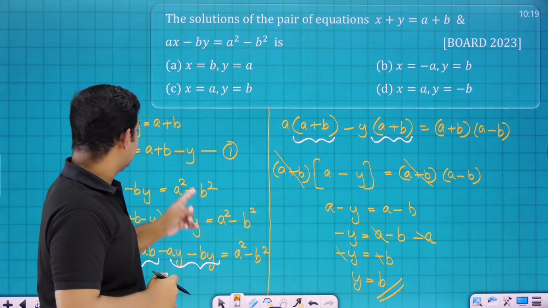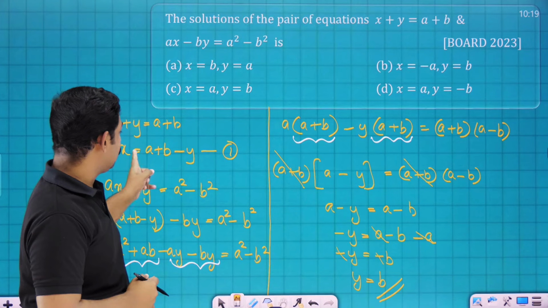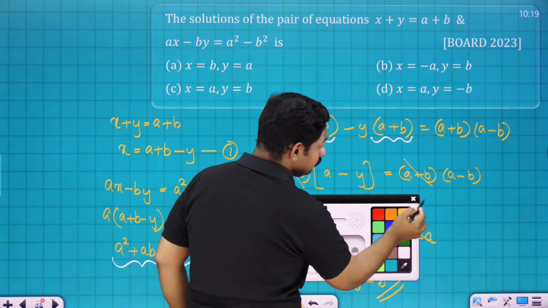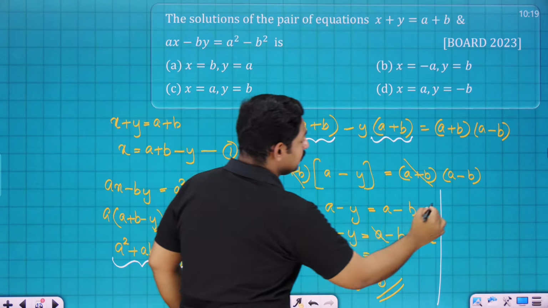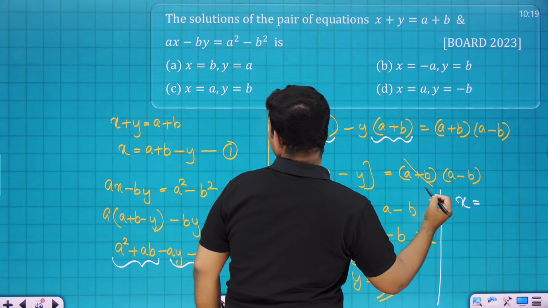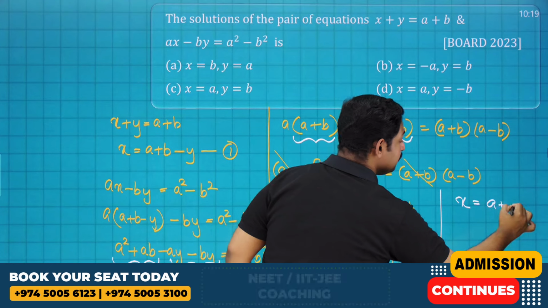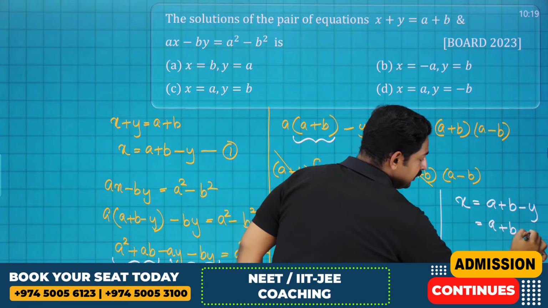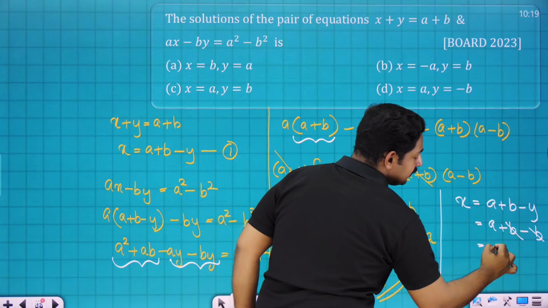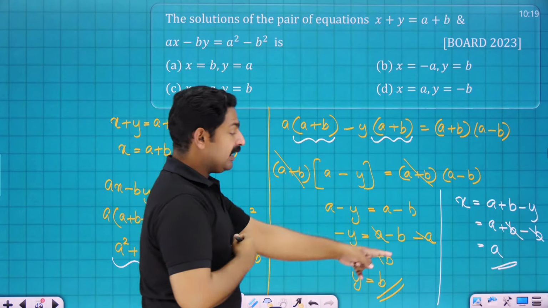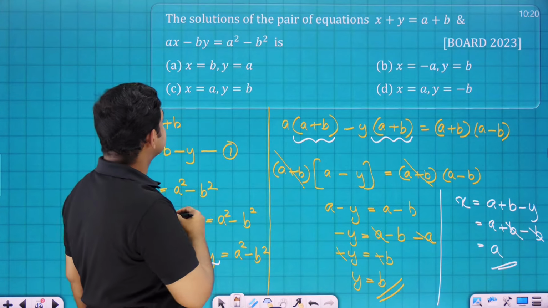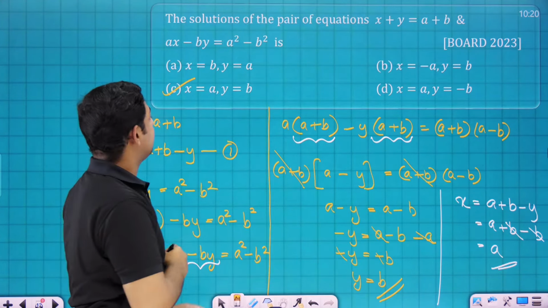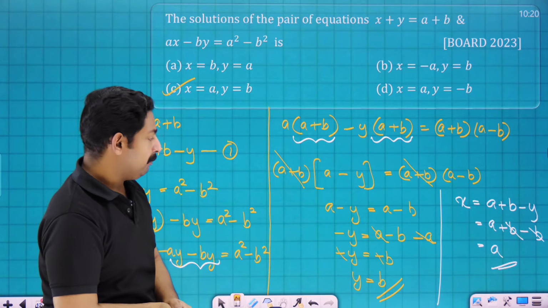Now what is the value of x? From equation number 1, x is equal to a plus b minus y. The value of y is b. If you substitute, a plus b minus b, b and b got cancelled, and x is equal to a. So x is a and y is b, which is the answer. Option C is the correct answer: x equal to a and y equal to b.